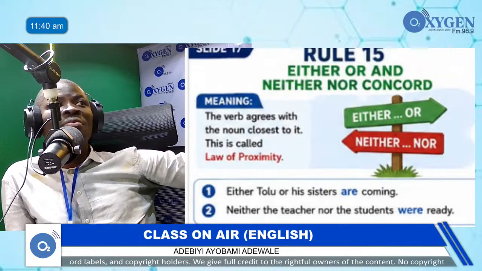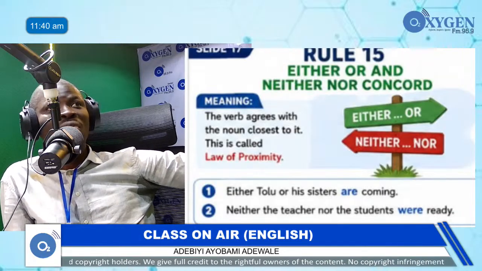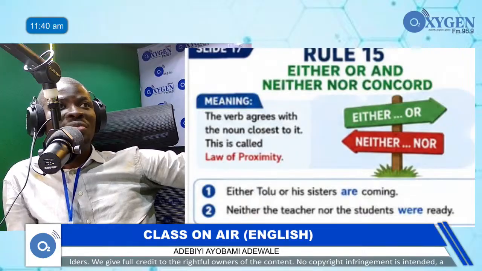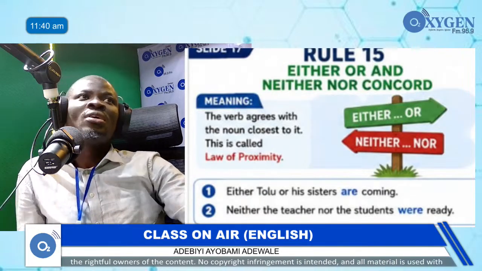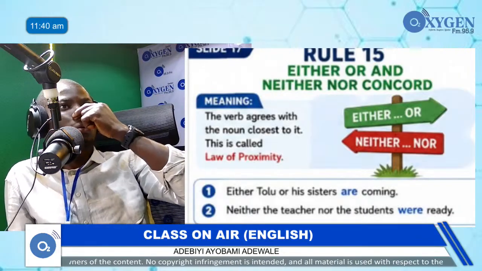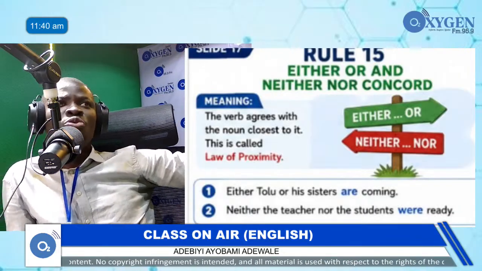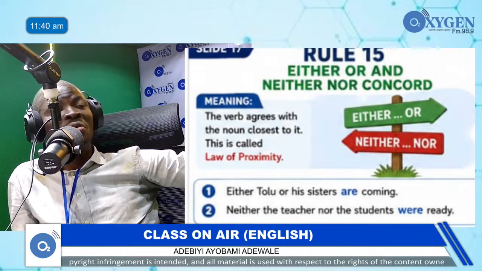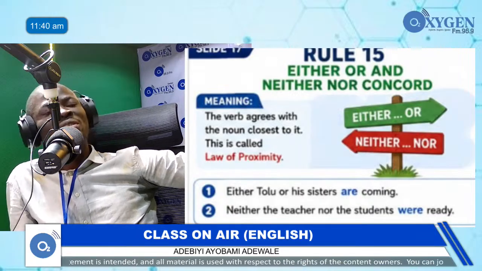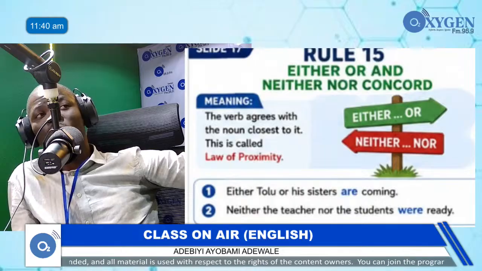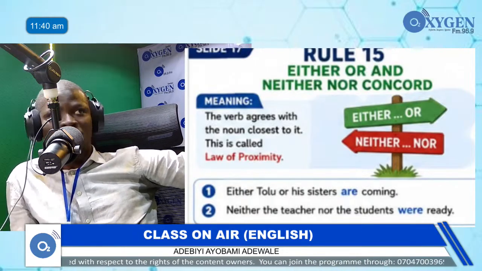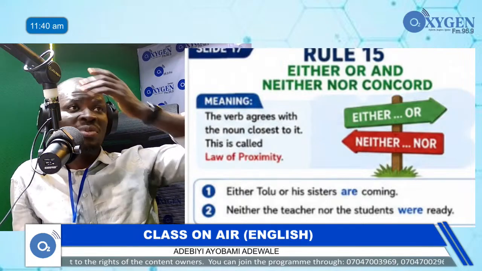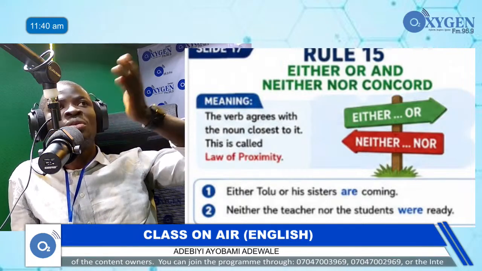So when we have these words come in contact like that, we pronounce them together. That's what we call word boundary in English phonetics. So here we have either...or and neither...nor. How do we use them? There are two or three ways of using them in the English language. One is for proximity, one is for subject correlations. I'm going to explain both of them in this session.